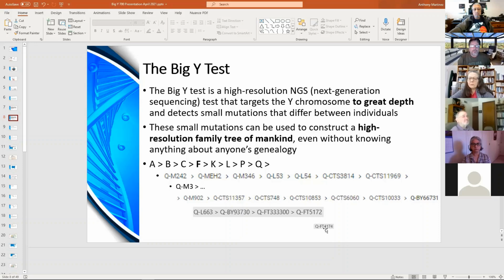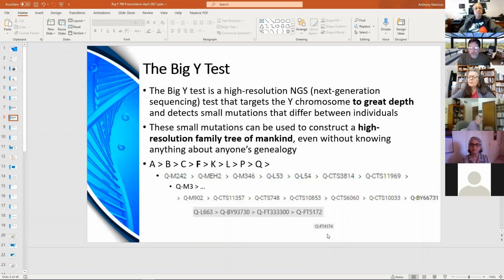And this is me. I'm Q-FT4174. There are only 3 people in the world with this designation. And it's not technically a haplogroup because it's not on the tree. It's what we call a private variant. And you're like, well, how in the world, Lee, do you know this, right?